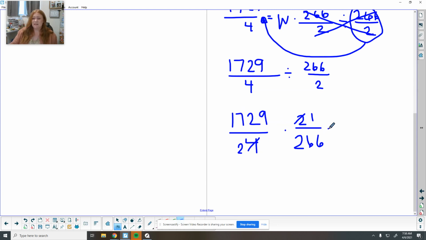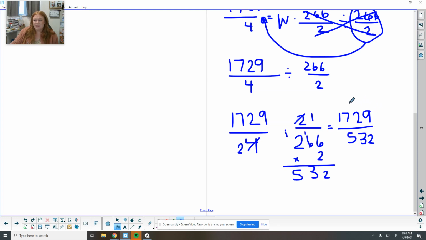So 1729 times 1 is pretty easy. And now we have 2 times 266. So go ahead and do that. So there's 12, 12, 13, and 4, 5. So we've got 1729 over 532. So we need to do 1729, and we're going to divide by 532.